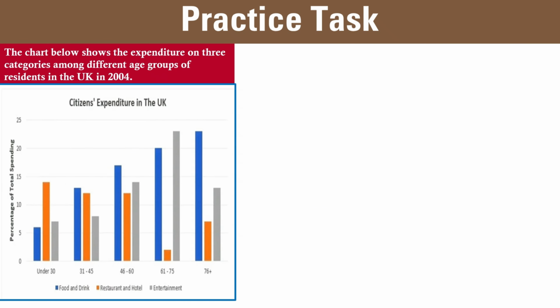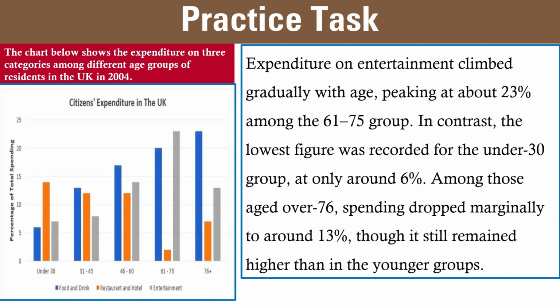Here is a model answer for the entertainment category. Notice how I used different vocabulary. Instead of repeating increased steadily from the earlier paragraph, I used climbed gradually. And instead of fell, I wrote dropped marginally. This short paragraph works because it covers the highest, the lowest, and the overall trend clearly, using flexibility in language and variety in sentence structures.